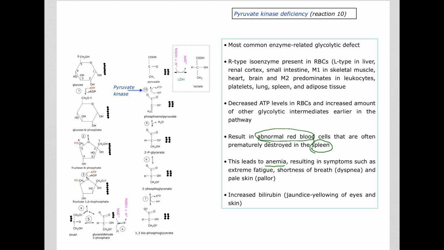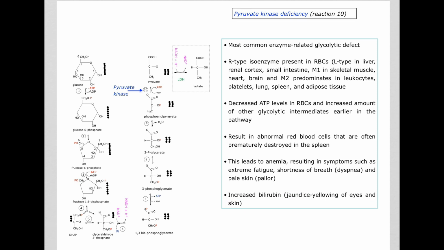And since red blood cells carry oxygen, and oxygen is very important for energy generation, without enough red blood cells the patient is going to show fatigue, shortness of breath or dyspnea, and of course, a pale skin. And once again, the breaking of red blood cells is going to release hemoglobin, which is converted into bilirubin. So this increased bilirubin, which is yellowish in color, is going to lead to jaundice, that is the yellowing of eyes as well as skin.